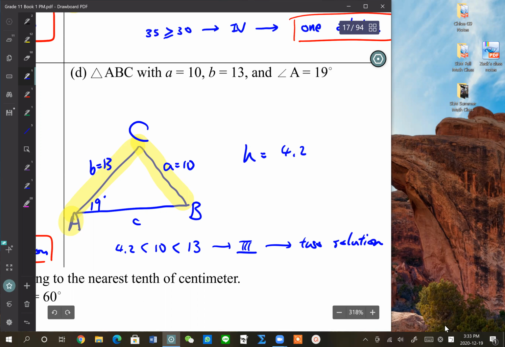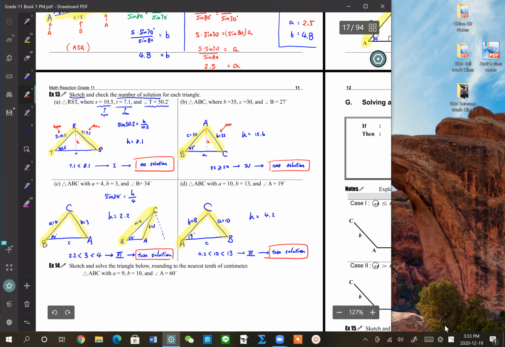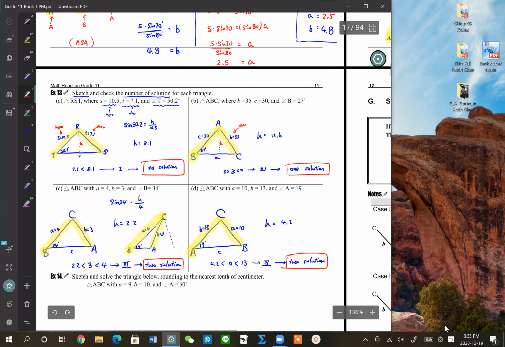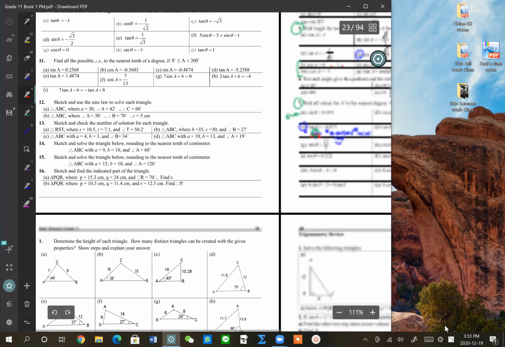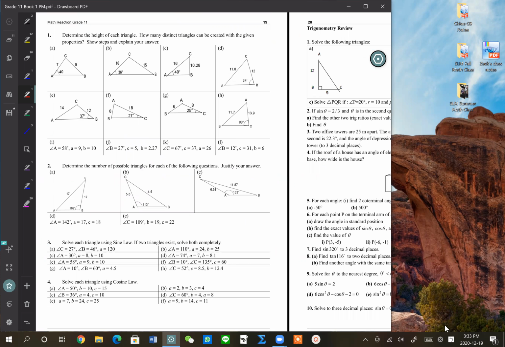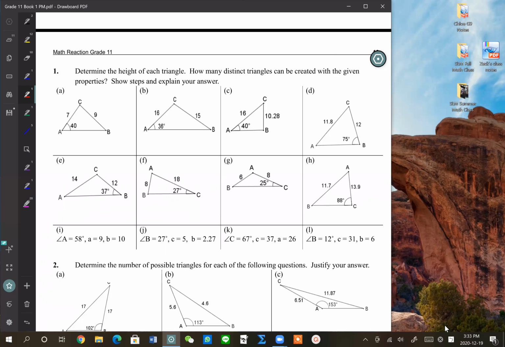Okay, so I hope everyone understands the logic behind the ambiguous case. Let's take a look at the homework, what kind of questions you will see in the homework, and how they try to confuse you. I haven't decided which numbers, but I'll show you first. Turn to page 19. Question 1 tells you to determine the height of the triangle, like we did, and how many triangles can be created with the given information.